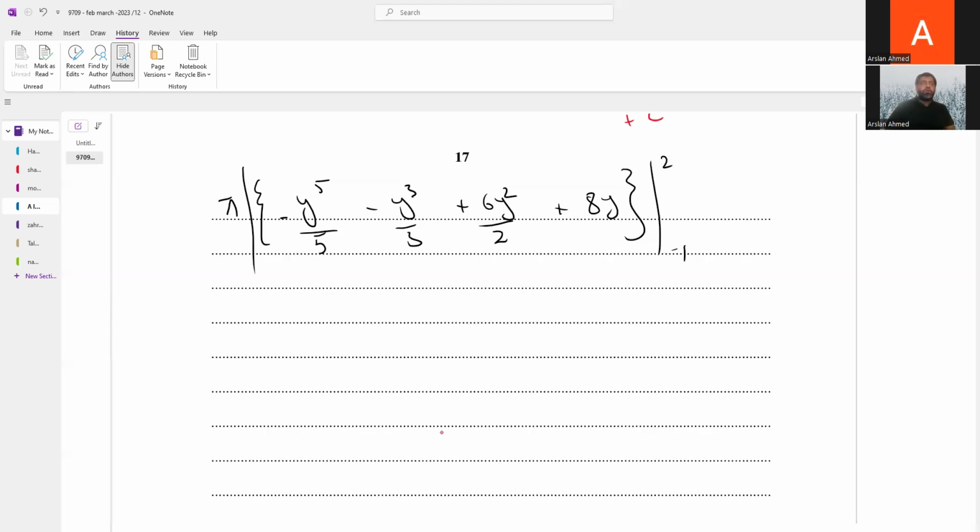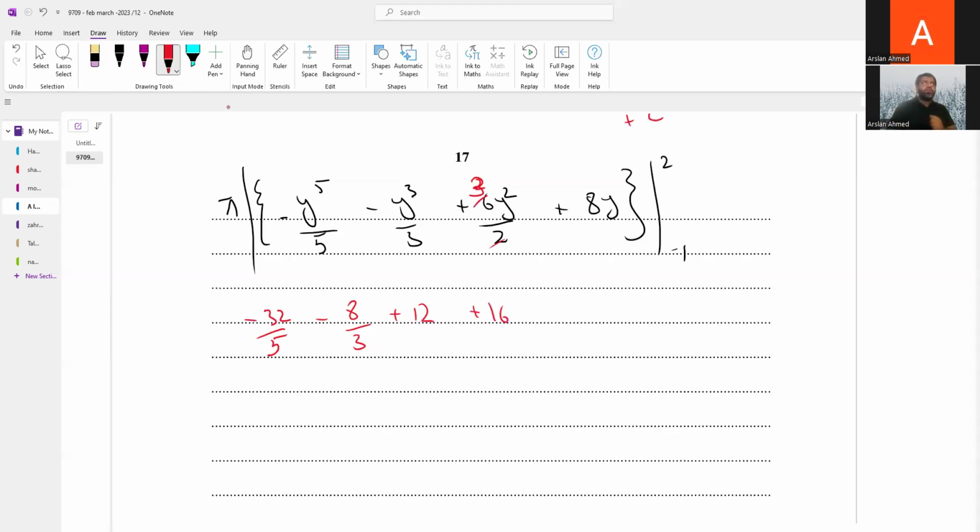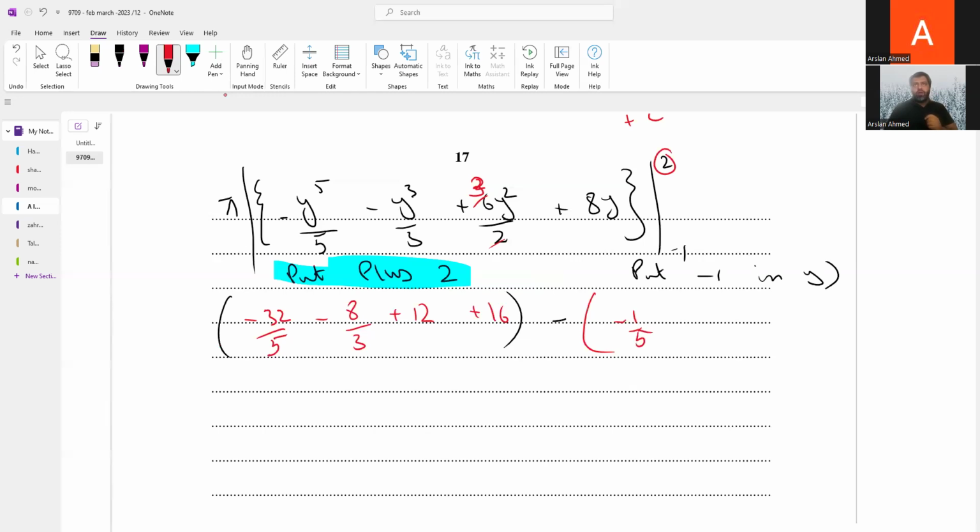Let us put the limit. So it would become 2 to the power of 5 is negative 32 by 5, negative 8 by 3, 3 fours are 12, plus 16. This is the positive limit. What I have done is plugged plus 2 into the whole equation. Now I'm going to put in the second limit and subtract it. So it would become negative 1 by 5, negative 1 by 3, plus 3 plus 8.